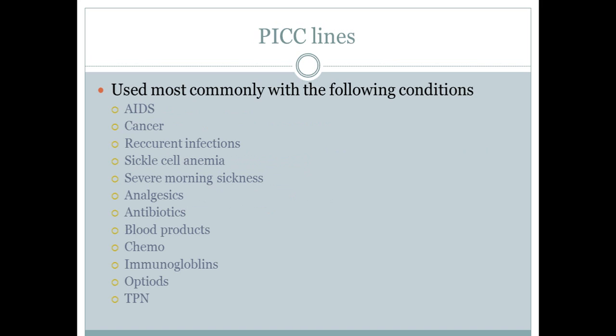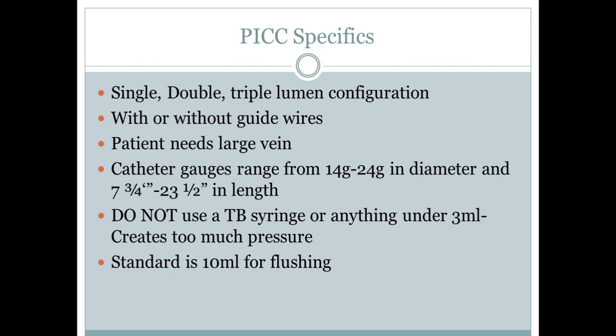It's used most commonly with the following conditions. Those patients who do have AIDS, cancer patients, those who have recurrent infections, because again, remember we said having a PICC line does reduce infection rate because you're reducing the number of insertions. Those with sickle cell anemia, women who have severe morning sickness and they need to stay hydrated, those who are receiving analgesics or antibiotics, blood products, chemo, immunoglobulins or immunotherapy, those who are receiving opiates, and again, that total parenteral nutrition or TPN.